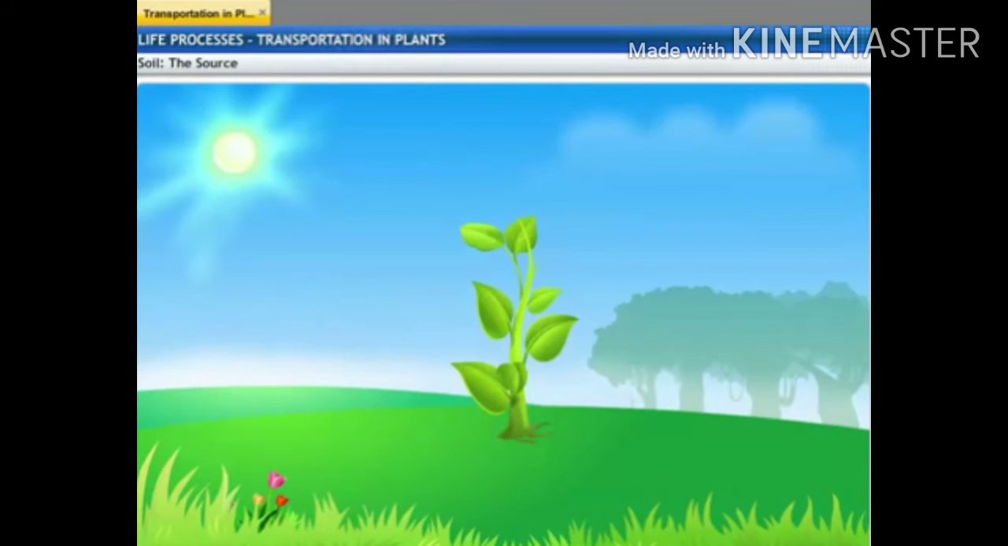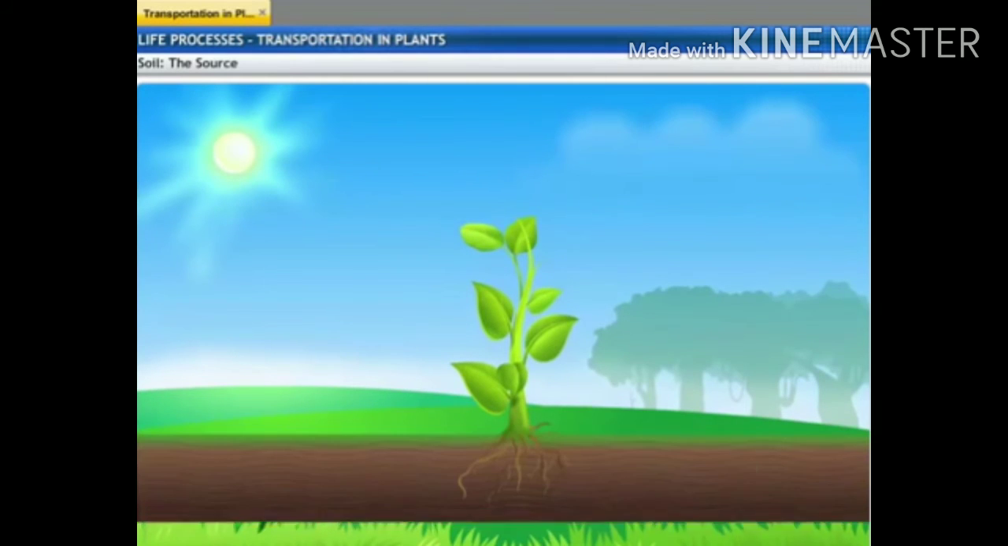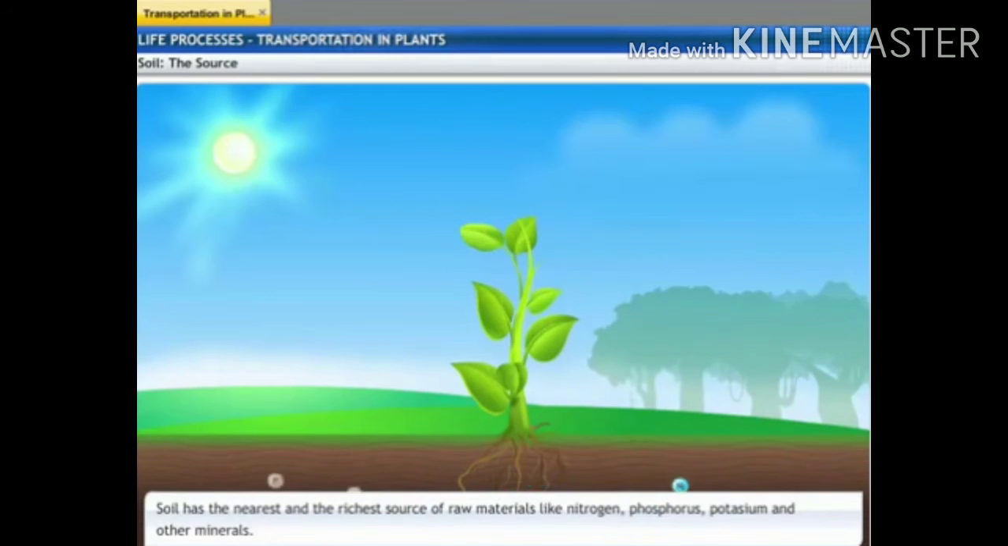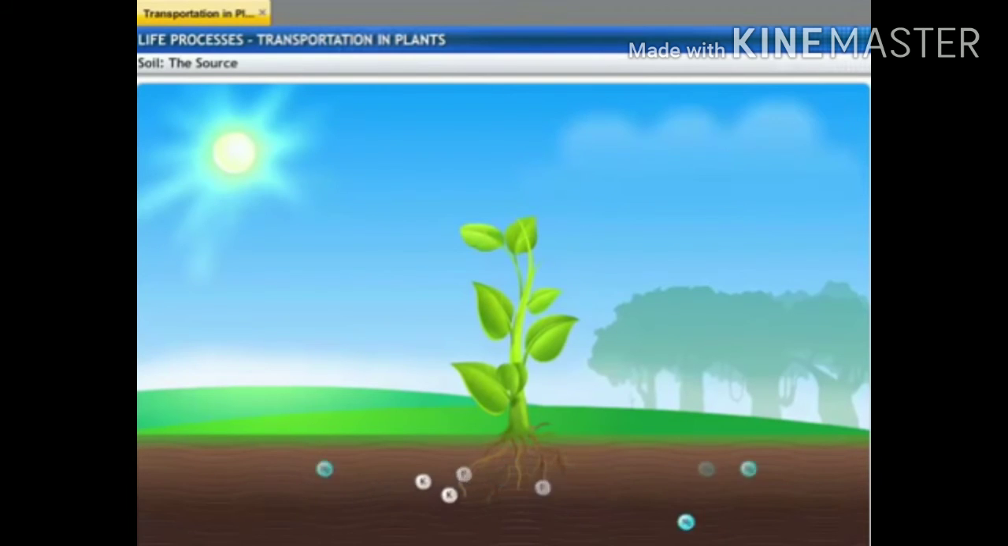Plants also need raw materials that come from the soil. Soil is the richest source of raw materials like nitrogen, phosphorus, potassium, and other minerals. The absorption of these substances occurs through the roots.